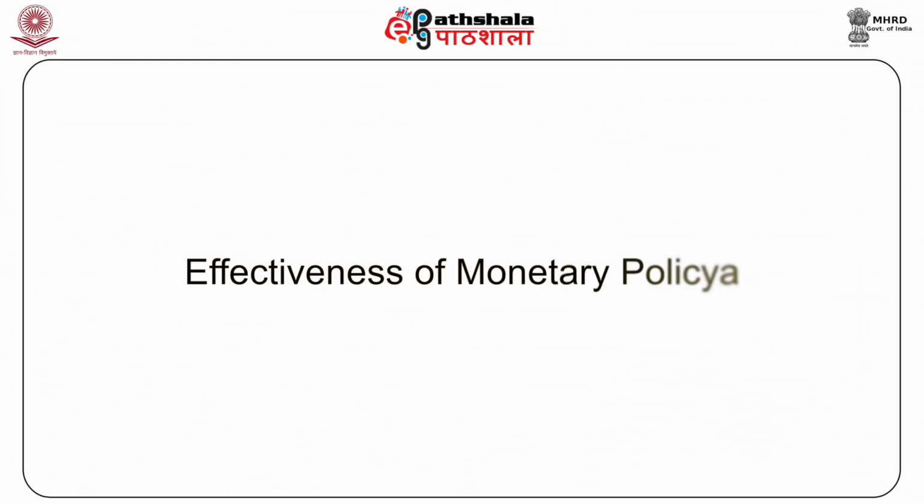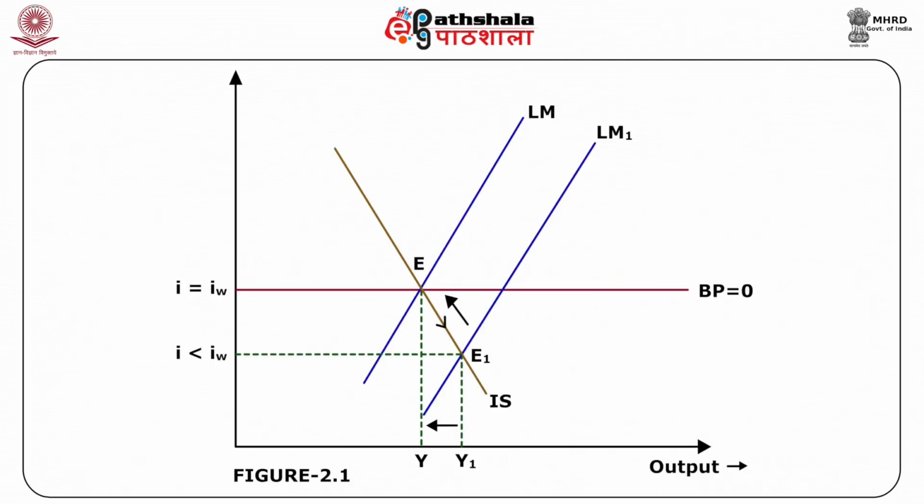So, let us first discuss the fixed exchange rate regime, and in this we can first discuss the effectiveness of monetary policy. We can see in figure 2.1 that the initial equilibrium is at E, at the intersection of the IS-LM schedules. At this point, external balance or balance of payment equilibrium is shown by the horizontal line, that is the BP equal to 0 line, where there is equality between domestic and world rate of interest.